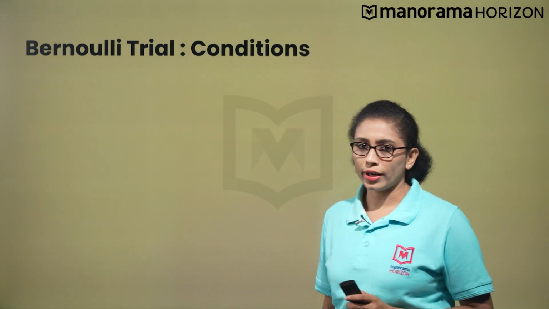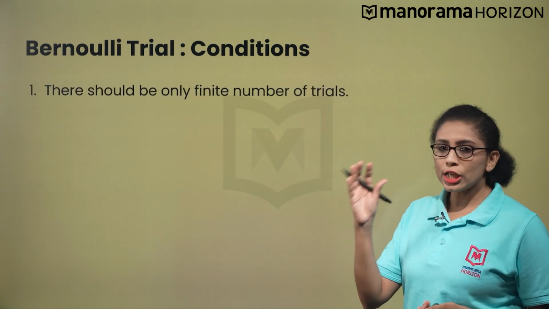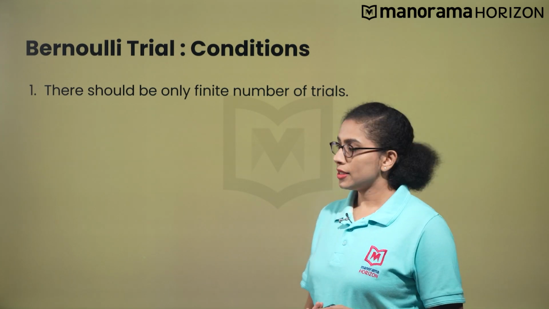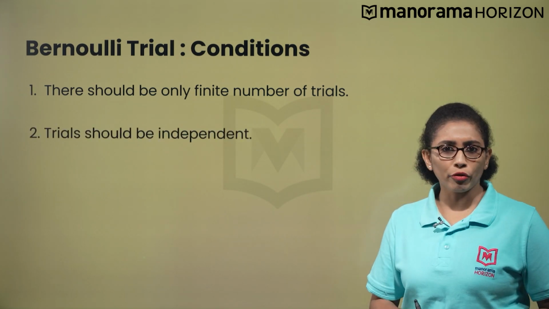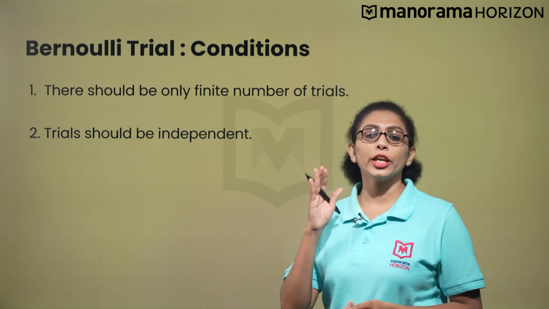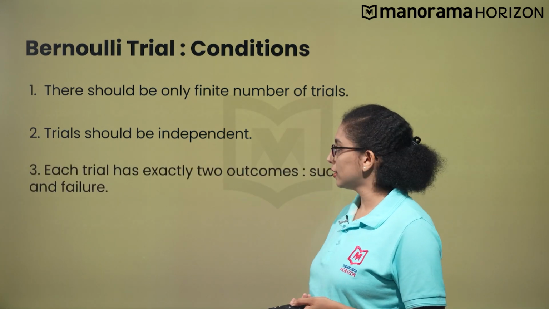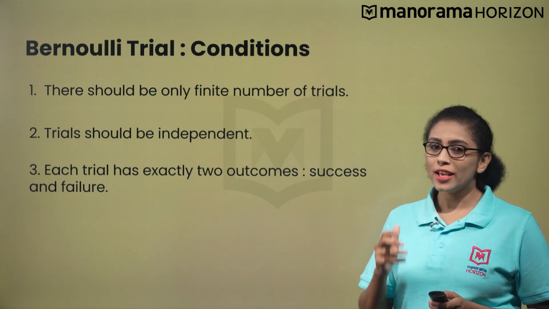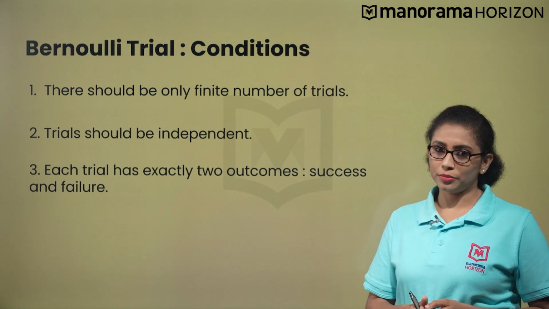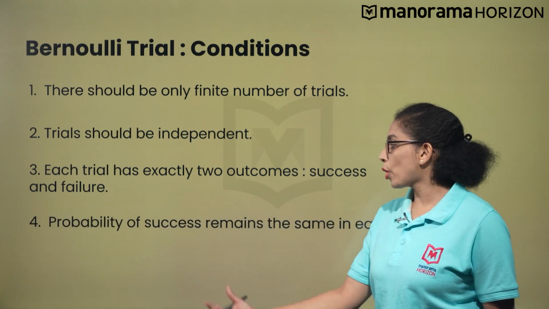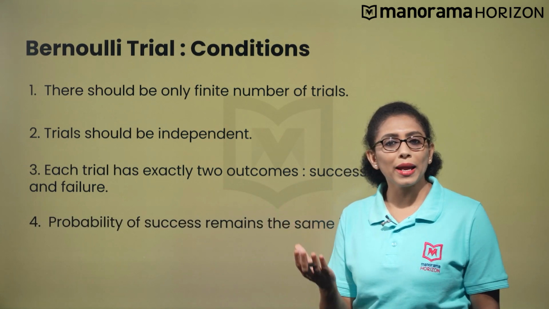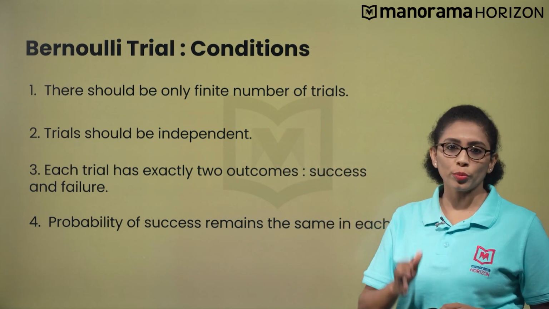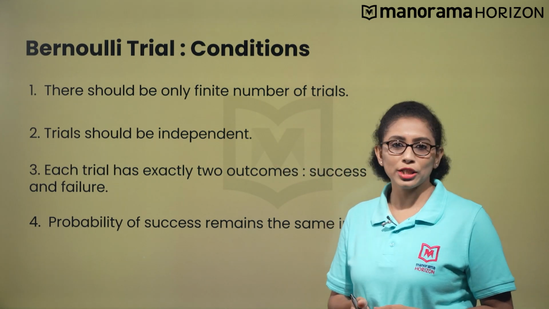Let's see them one by one. First, there should be only a finite number of trials. Second, as discussed before, trials should be independent of each other. And the third, each trial has exactly two outcomes, that is, success and failure. And the last, the probability of success remains the same in each trial. These are the conditions to be satisfied for a Bernoulli trial.